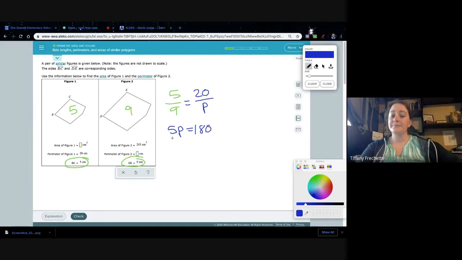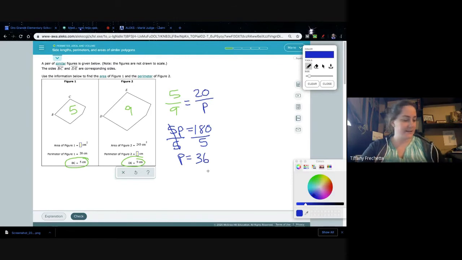Now we want to get P all by itself, so we're going to divide by 5 on both sides. Any number divided by itself cancels. And we end up with, it goes in 3 times there with 3 left over, so I believe it's 36. Let's test that. 180 divided by 5 is 36. So I know that this one is 36, and we'll type that in a moment.